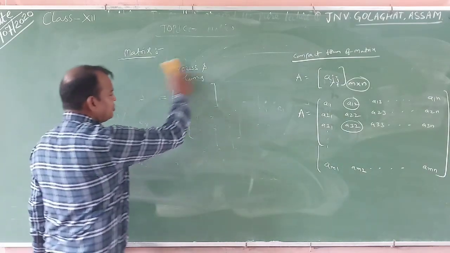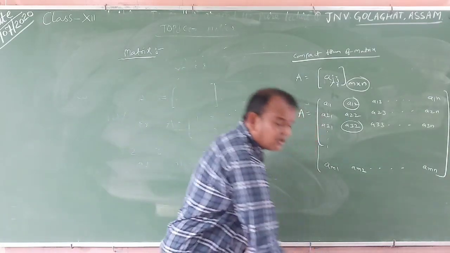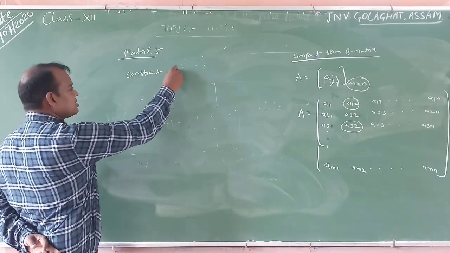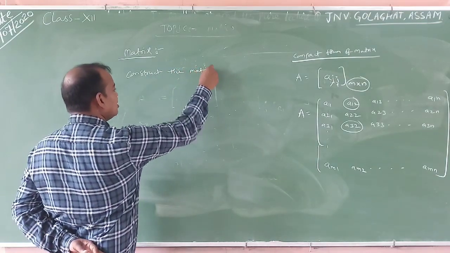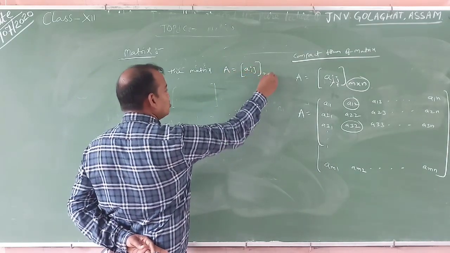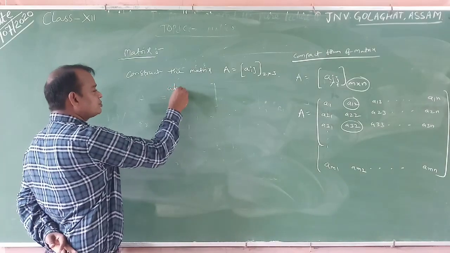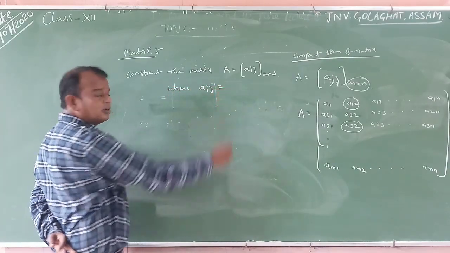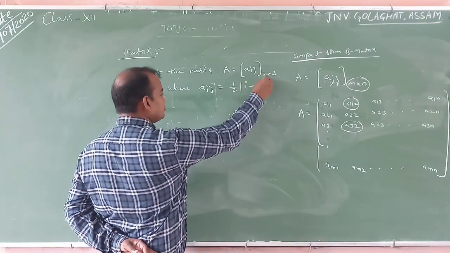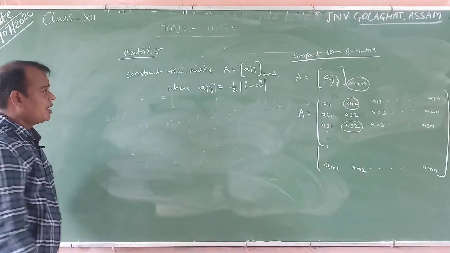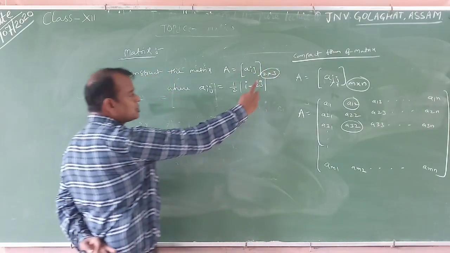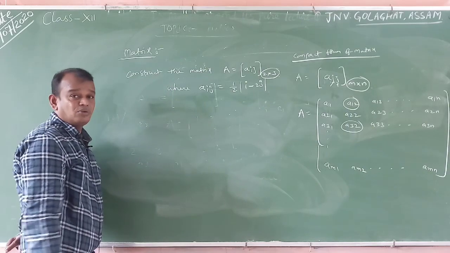From the examination point of view, a very important question is: construct the matrix A is equal to Aij of order 2 by 3, where Aij is equal to 1 by 2 into modulus of i minus 2j. Now, construct the matrix A equal to Aij of the given order. The matrix contains how many rows? 2 rows and 3 columns.